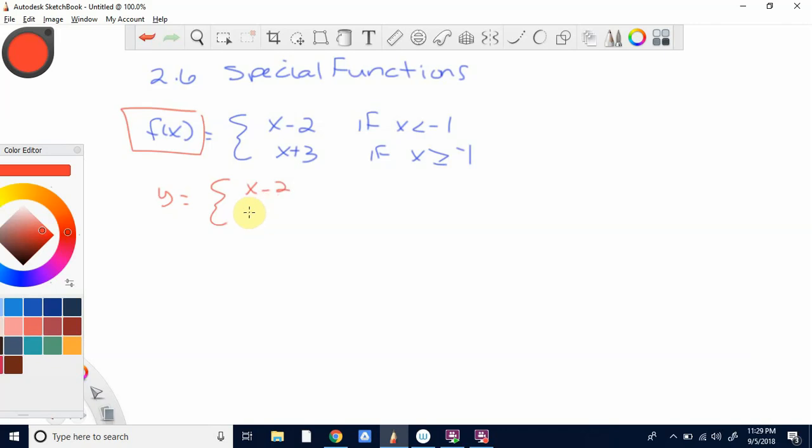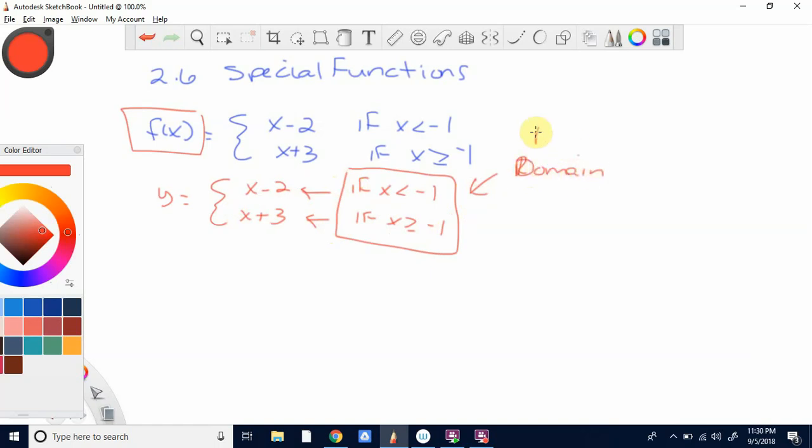So I can rewrite this. If x is less than -1, and if x is greater than -1. Here, these ifs belong to each one of these lines. We have 2 rows here. So this is actually defining the domain. We're putting restrictions on the domain, and this is what we're saying they are.